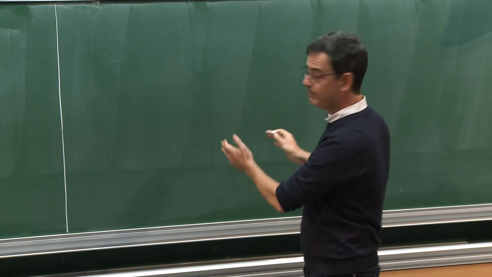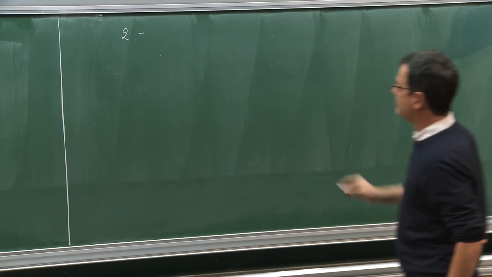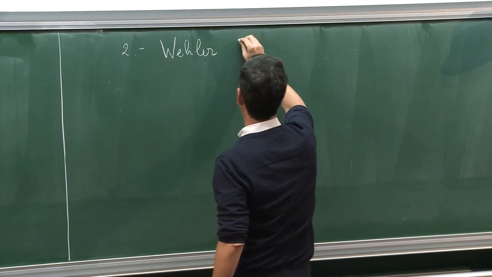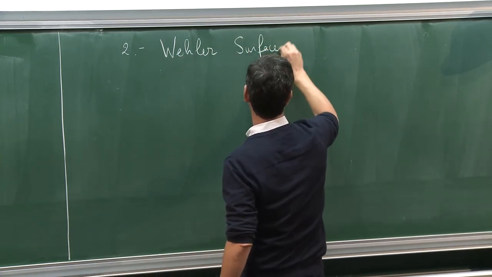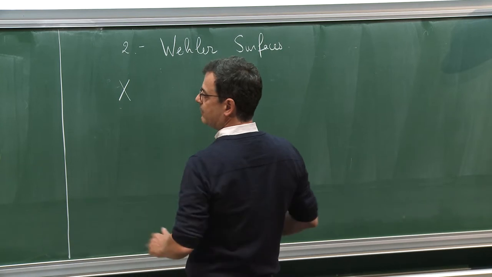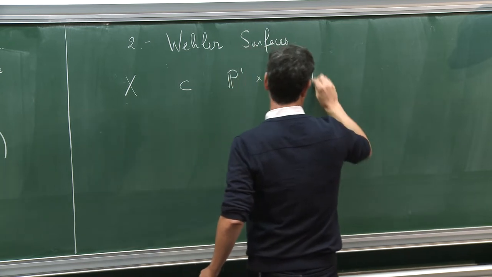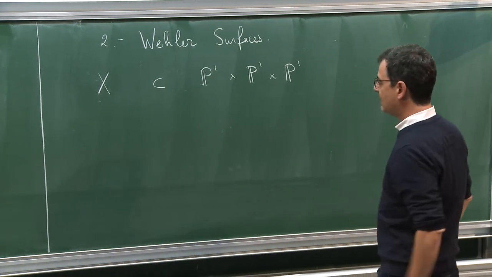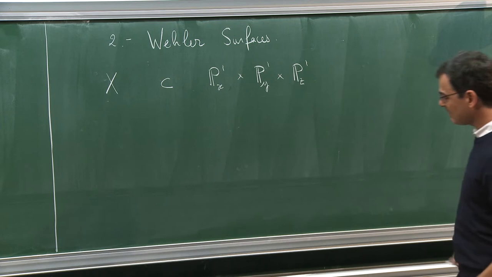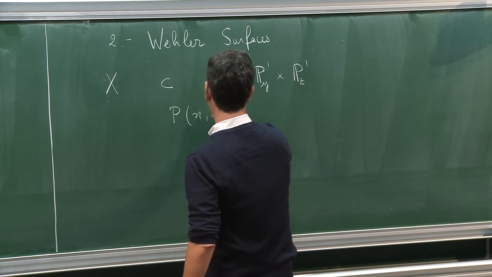But now I will give a second example, which is very similar and easier to describe. So it's an example which has been studied by Weller, and I will call this example Weller surfaces. So you take a surface, so I will denote it by X also, but it's another surface. It's in P1 times P1 times P1. I will use coordinates, say affine coordinates x, y, z on the P1s.